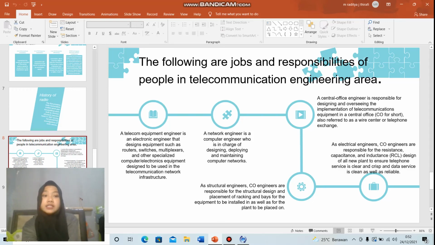As electrical engineers, CO engineers are responsible for the resistance, capacitance, and inductance, or RCL, design of all new plants to ensure telephone service is clear and crisp, and data service is clean as well as reliable.